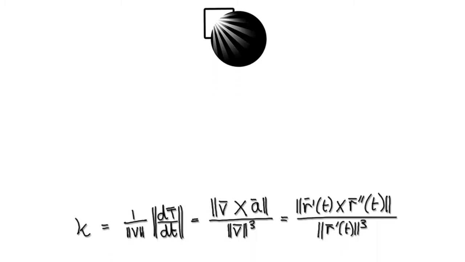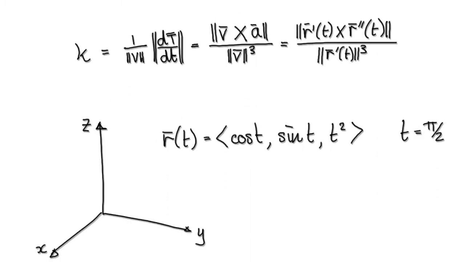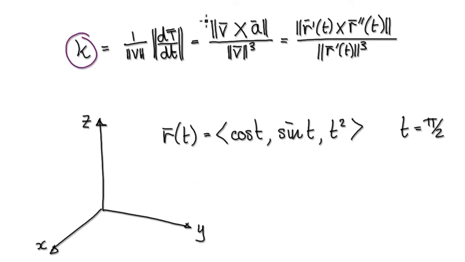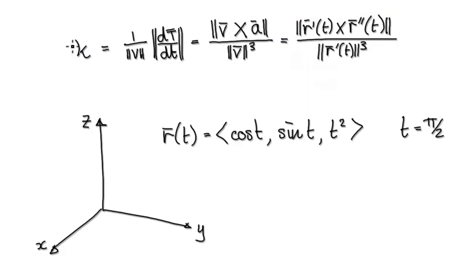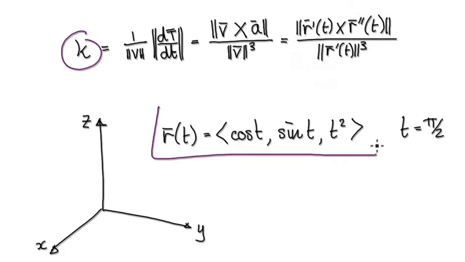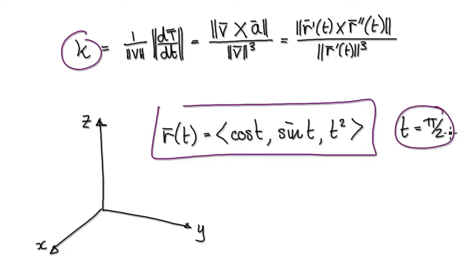Okay, let's give you guys some practice now. So the curvature is given by this. It can also be written in this form. These two are exactly the same, but just written differently. Well, anyway, work out the curvature of this position vector at time t equals pi over 2.